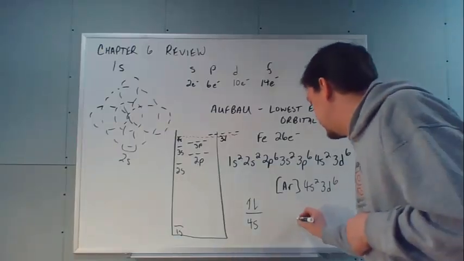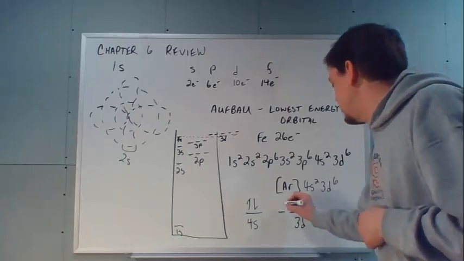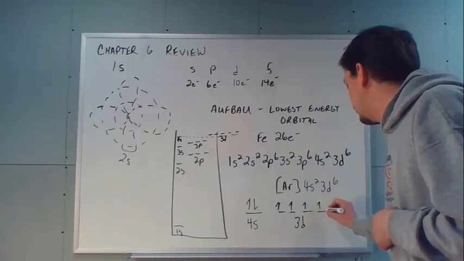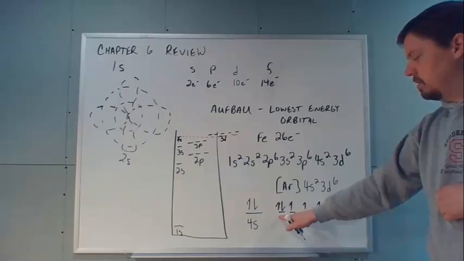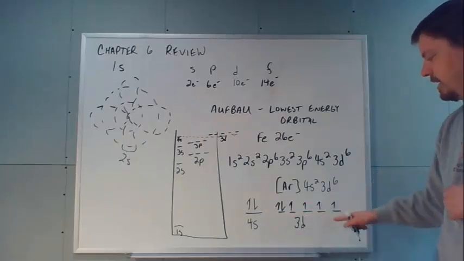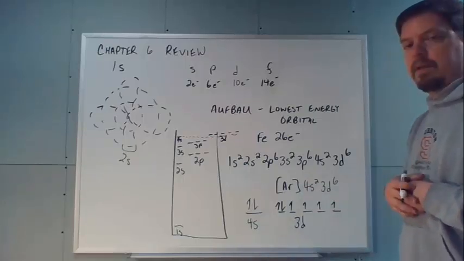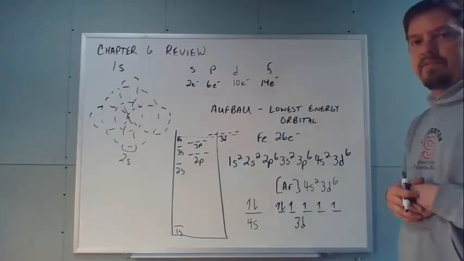And then I'm going to write my 3d, and I'm going to put my 5 orbitals across. And I'm going to put 1 electron, 2 electrons, 3 electrons, 4 electrons, 5 electrons, 6 electrons. So notice I didn't pair it up until each of these orbitals in the 3D already had an electron in it. Then I paired it. So if they ask you how many unpaired electrons there are, you're going to say 4.